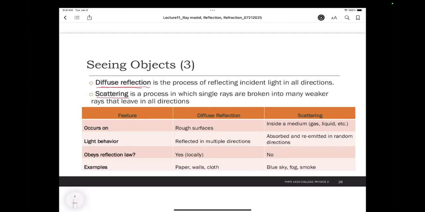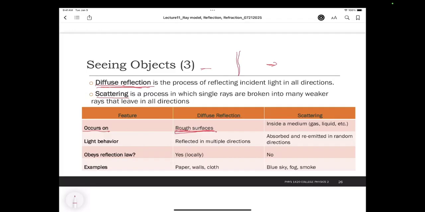If we focus on diffuse reflection, usually it happens on rough surfaces. For example, when light rays meet a wall, meet some clothes, meet some rough surfaces, then it will have diffuse reflection.